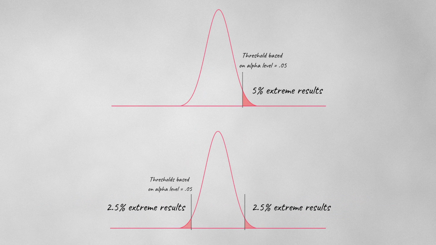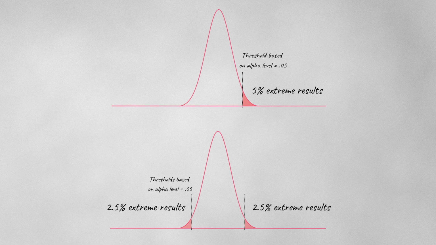Now, since these thresholds for the rejection region will vary depending on whether you're doing a one-tailed or a two-tailed test, it's important to determine that in advance. You have to decide which of those is appropriate for the data that you're looking at. And you have to do it before you analyze the data.